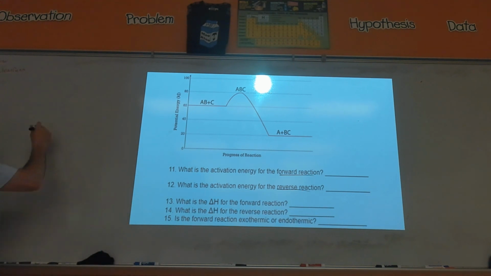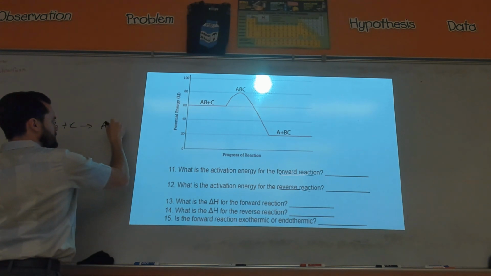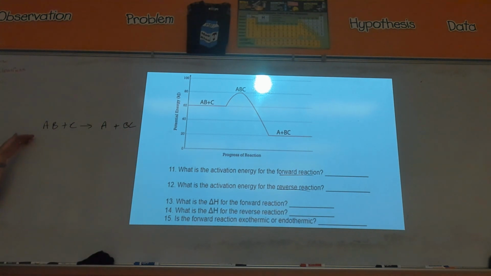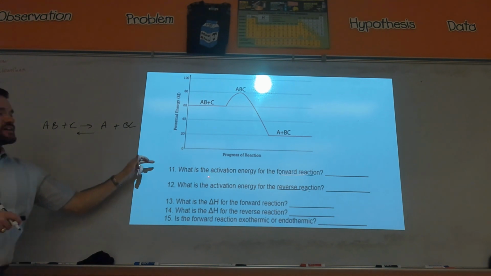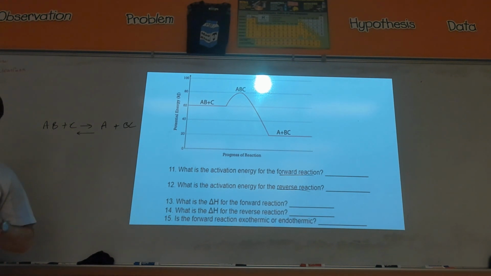Yeah, right. So if I were to write this out in reaction speak, my reactants are AB plus C, and my products are A plus BC. So the forward reaction is just your typical reaction. You go here, you go there. But in chemistry, a lot of reactions can do a reverse, meaning these products can actually go back the other way to remake the reactants. Okay? So anyways, question 11 then, what would be the activation energy of the forward reaction?